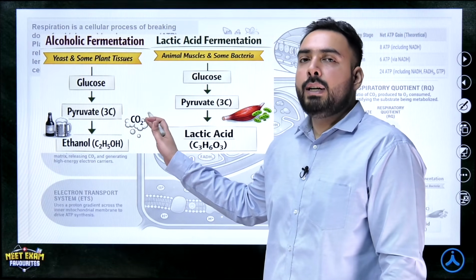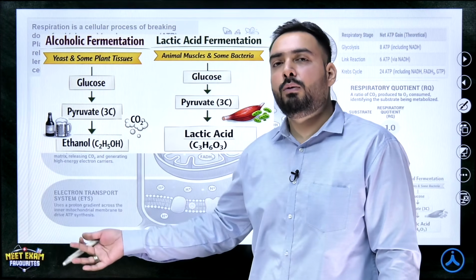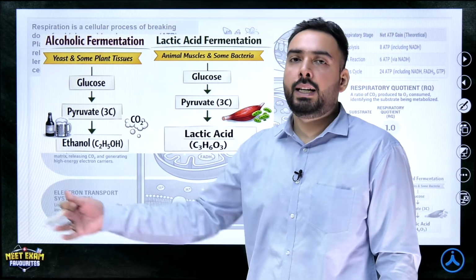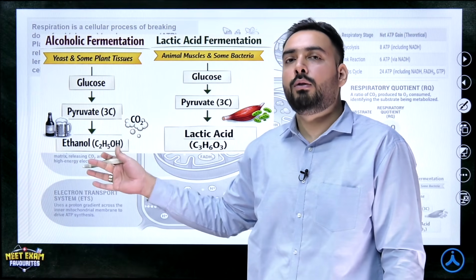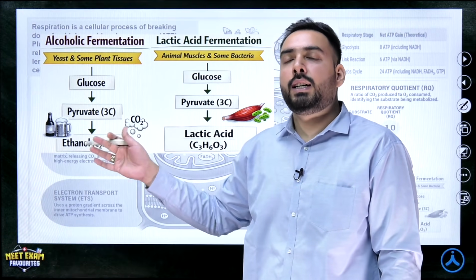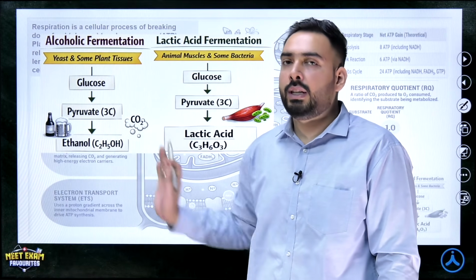Now we come to fermentation or anaerobic respiration. Remember, if pyruvic acid is converted into acetyl coenzyme A followed by Krebs cycle followed by ETS, that is aerobic respiration. If pyruvic acid does not go into the mitochondria, if it is respired under anaerobic conditions or without oxygen, then we call it anaerobic respiration or fermentation.